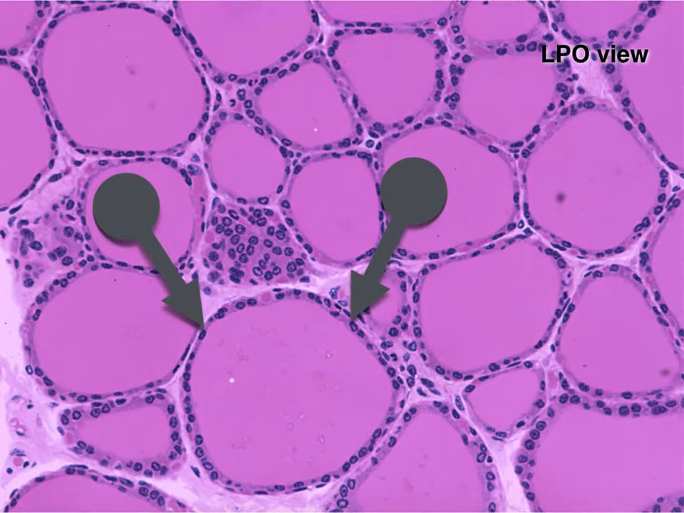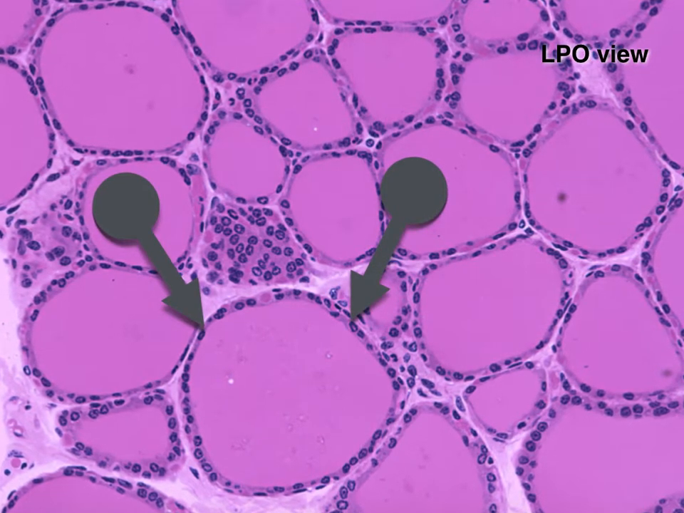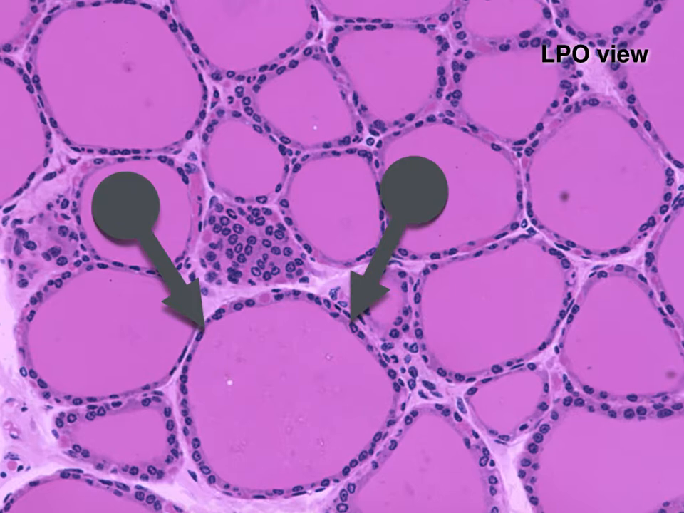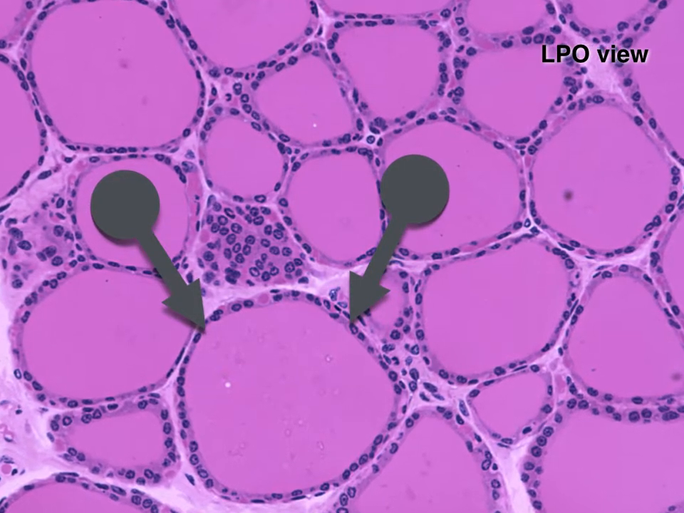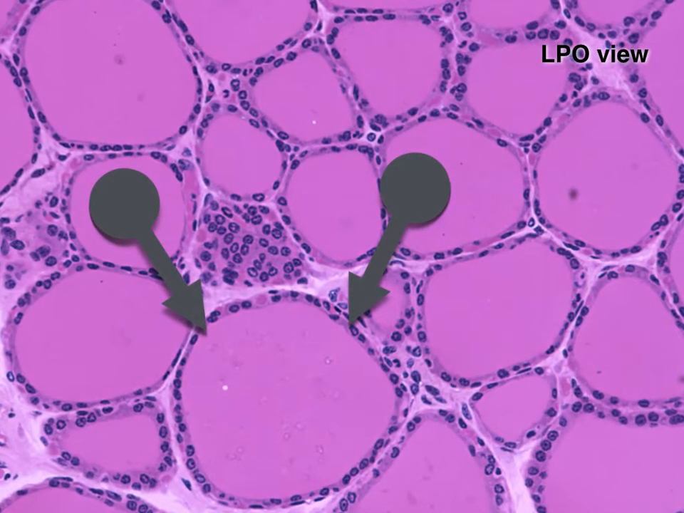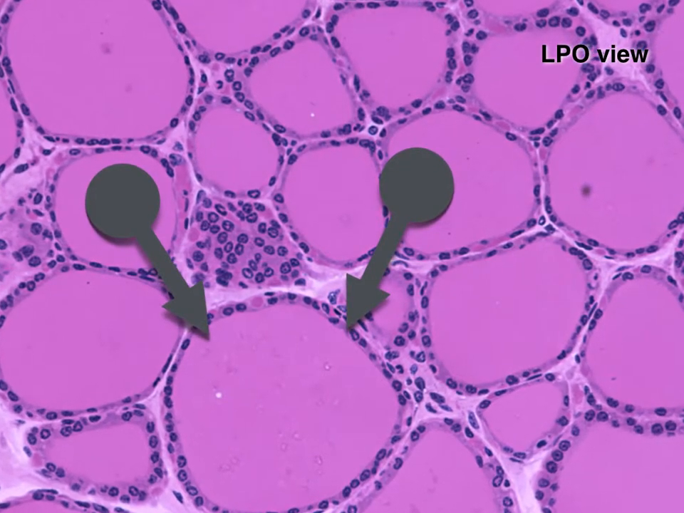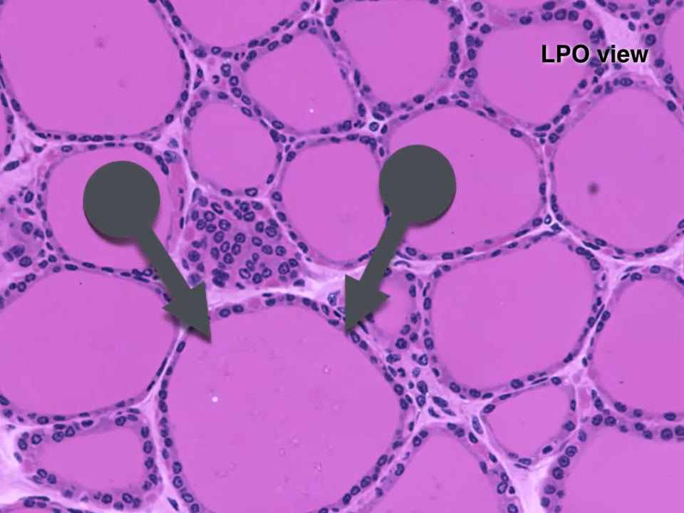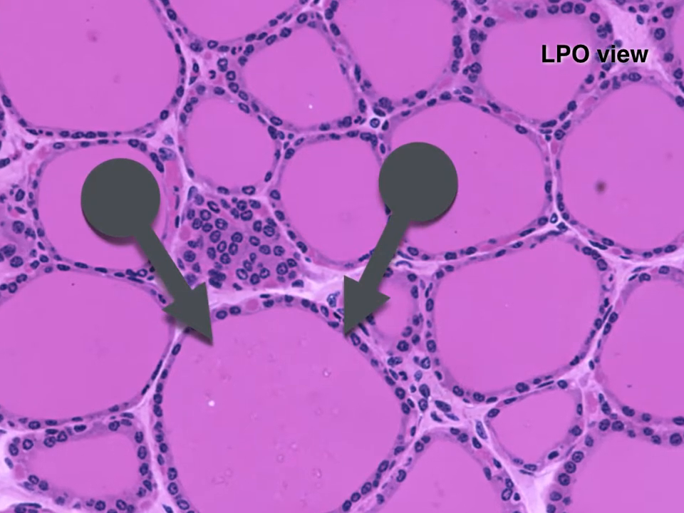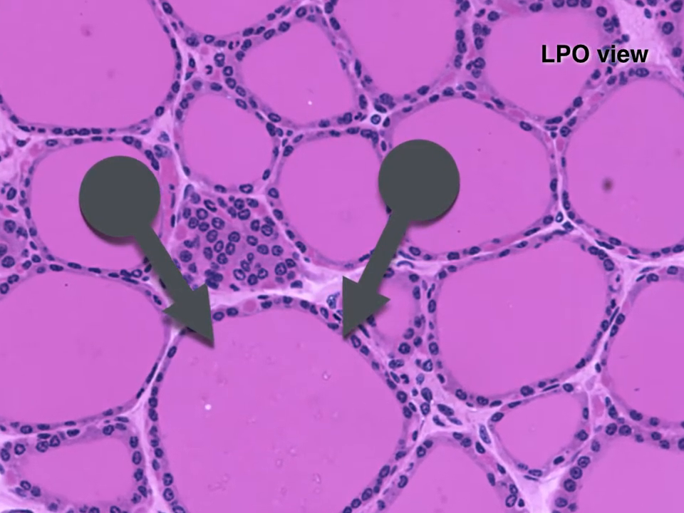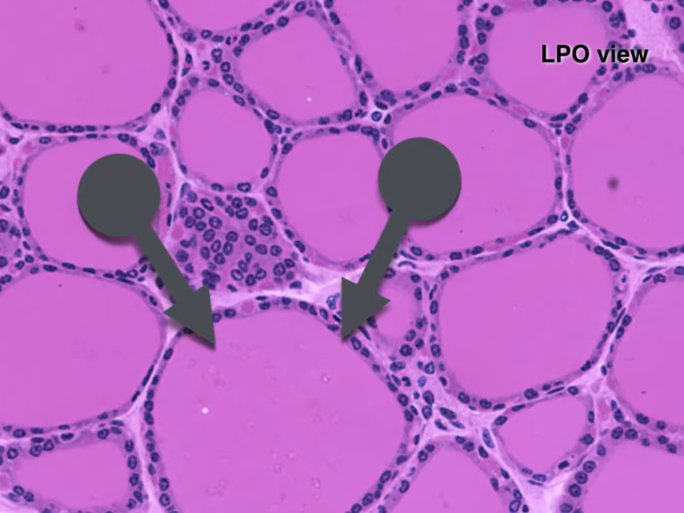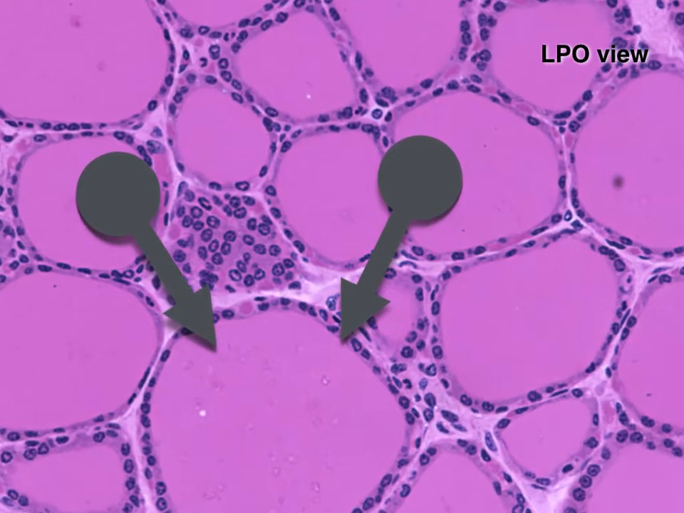The thyroid has a characteristic appearance under H&E stain. Most noticeable are the thyroid follicles, shown by the two arrows. They are composed of cuboidal epithelial cells called principal cells. These cells surround a lumen filled with colloid. Colloid consists primarily of thyroglobulin.